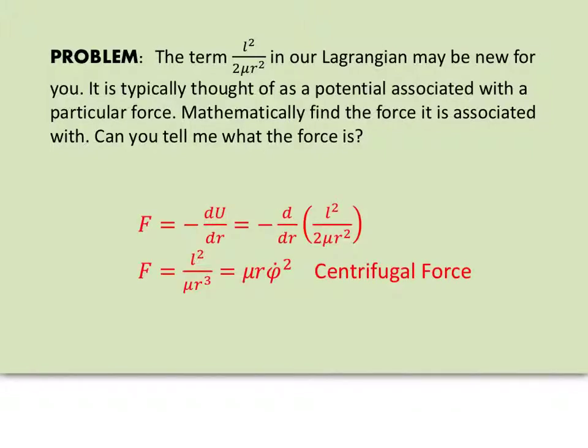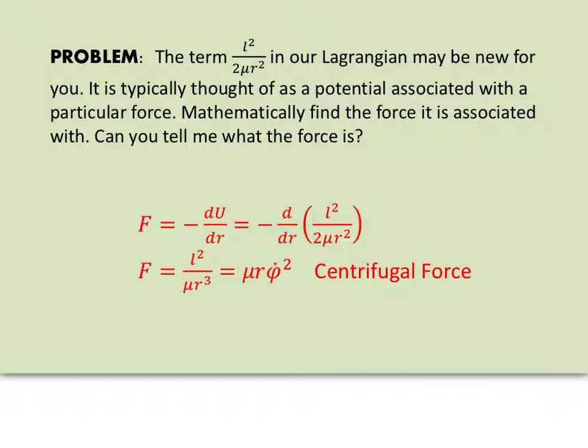To find the force, we need to take the negative derivative of U, which happens to be mu r phi dot squared. This force should look familiar. It may be more familiar if I had written it as a mass times a velocity squared divided by r. It is, of course, the centrifugal force, which would push the two bodies radially outward.